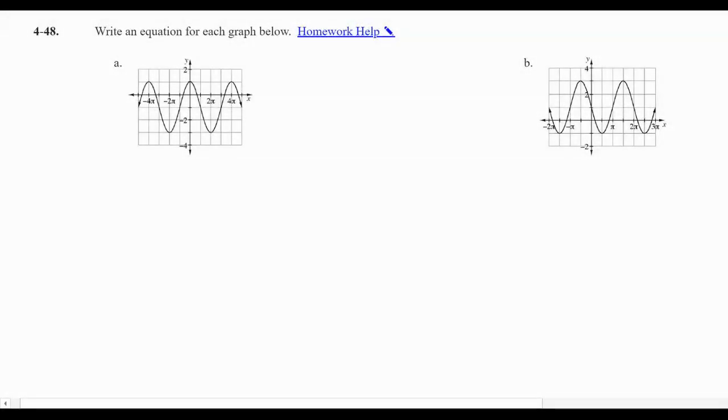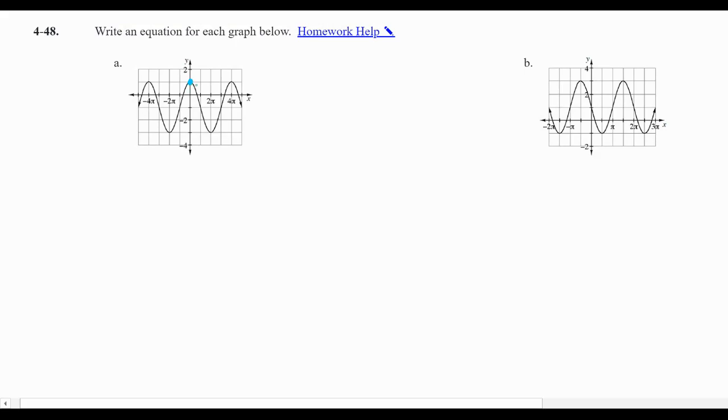Here we're asked to write an equation for each graph below. So it looks like these are going to be sine or cosine graphs. I'm going to choose, honestly, the one that works best for me. And I like to choose ones that don't shift left or right, because then I have to do a lot of adding and subtracting of fractions or pies and all that, and I don't really want to do it.